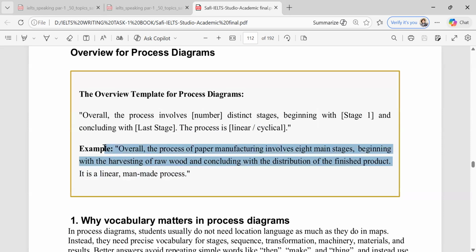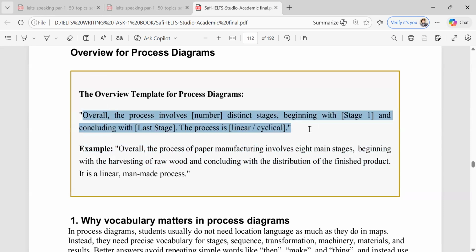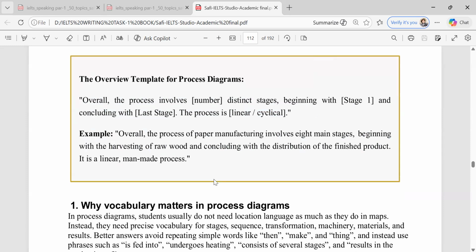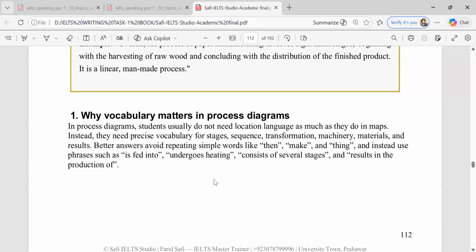So this is your first overview paragraph. Because we don't have any increases or decreases, we don't have anything. So that's why it's better to write down, use this formula. Is this clear now? Yes, sir. Okay, let's move on now.